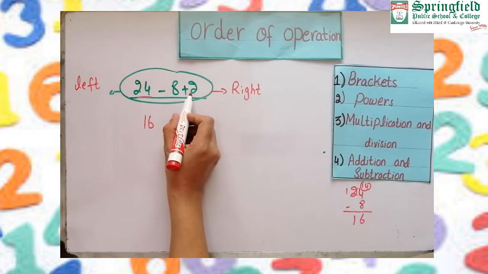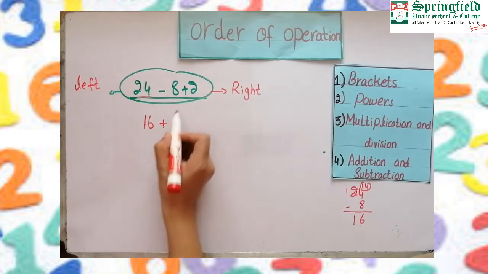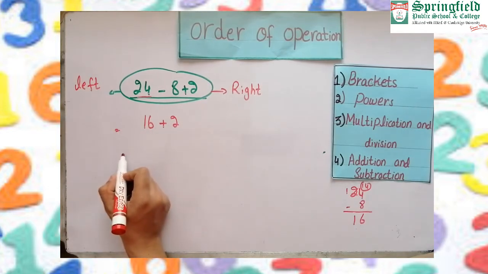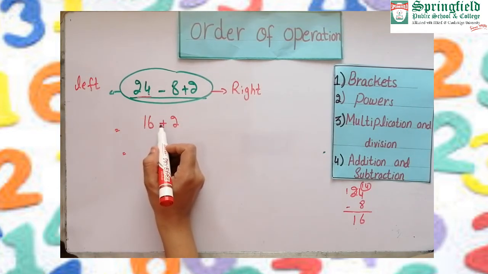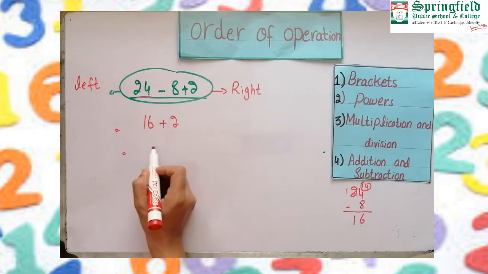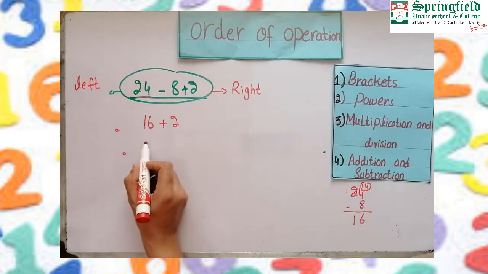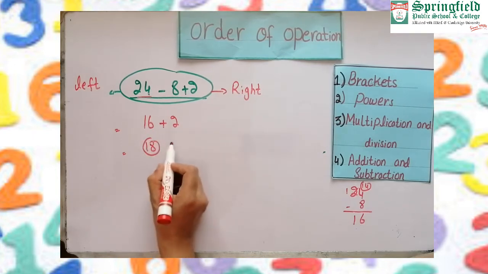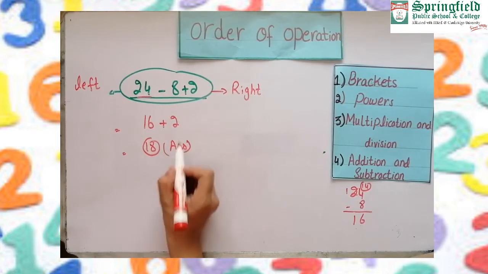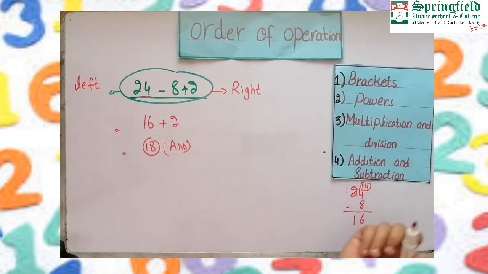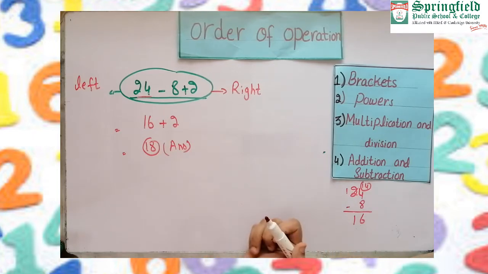Then write out the second number with its operation, plus 2. In the first step we already did subtraction, and in the second step we will do addition. So 16 plus 2 will become 18. And 18 is your final answer of this expression. Understood, beta? Okay.